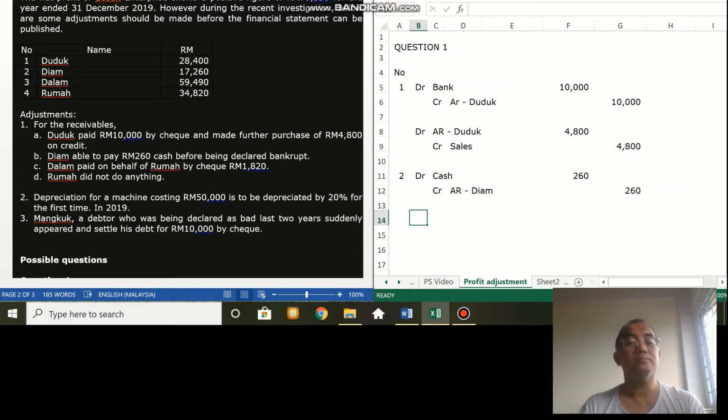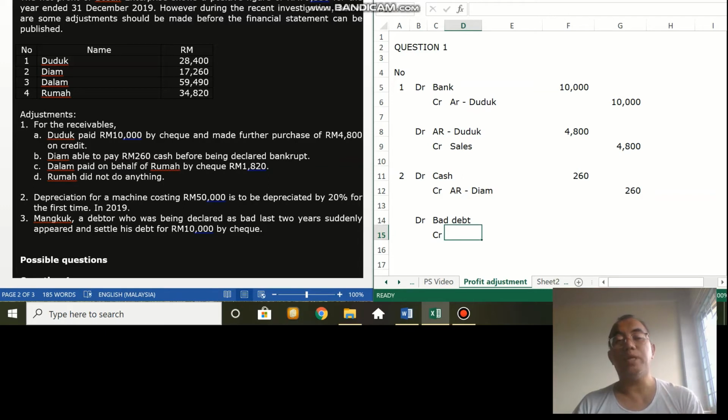Another one is he has been declared bankrupt. So of course it is still a transaction. When he has been declared bankrupt, he is a bad debt. So bad debt is an expense. Expenses will always be at the debit side. So debit bad debt, and credit, of course, AR Diam. Before this, he was our accounts receivable.